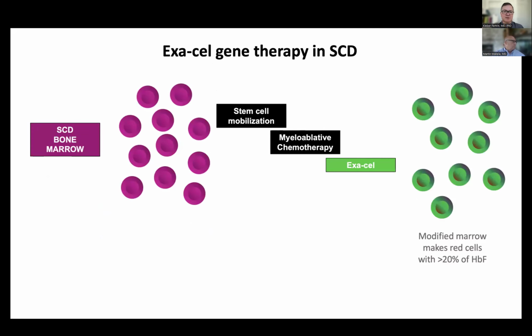Similarly to the other cartoon, for exa-cel it requires the same steps. You still need to mobilize the stem cells, get chemotherapy, and then receive the modified stem cells. But then the aftermath is that your marrow is able to make red cells with very high levels of fetal hemoglobin, and they won't sickle.